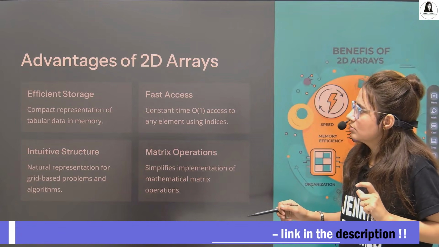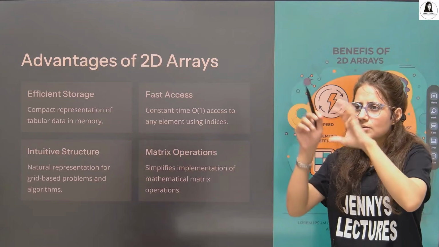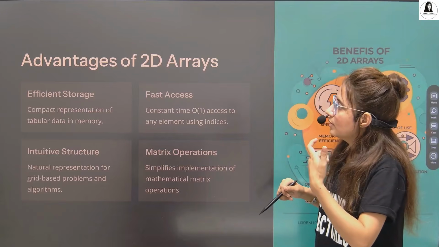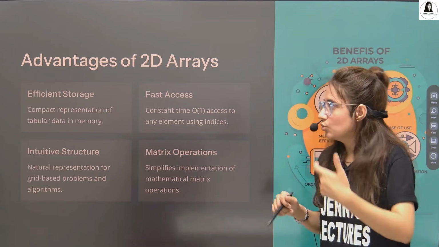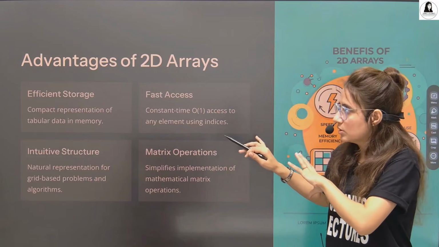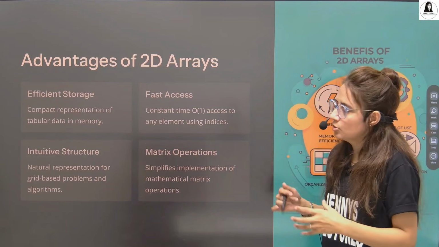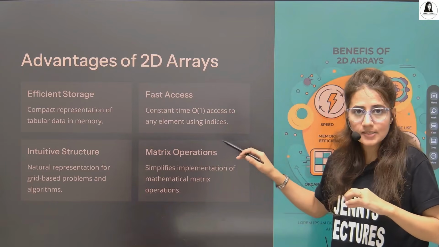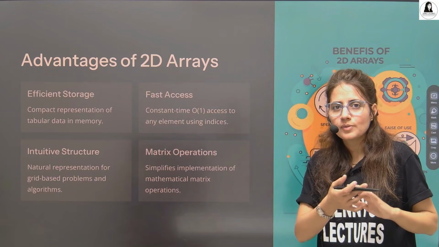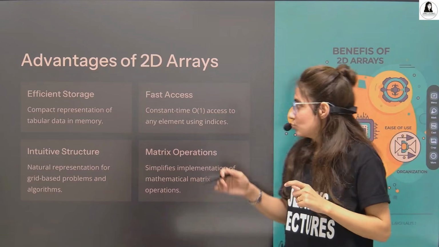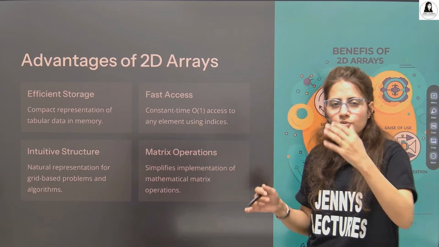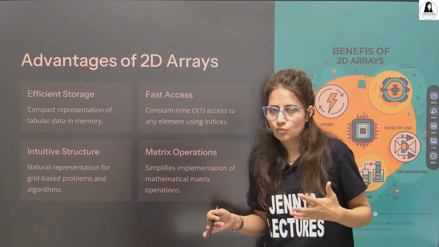Advantages: if you represent tabular data, then it is the most efficient type of organization or representation of the data. With the 2D array, it's a compact representation of tabular data in memory. Fast access: directly you can access any element with the index. That is in a 1D array also possible. Direct access or random access takes constant time, order of one, right? Matrix operations, if you want to perform them, can be easily done with the help of a 2D array.